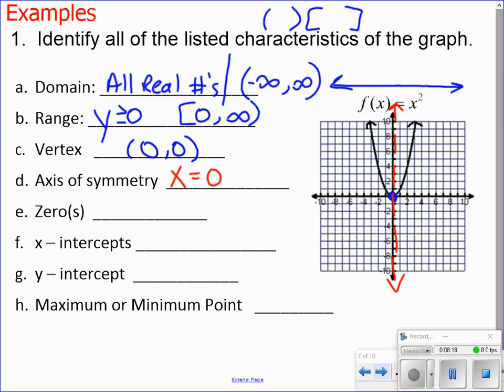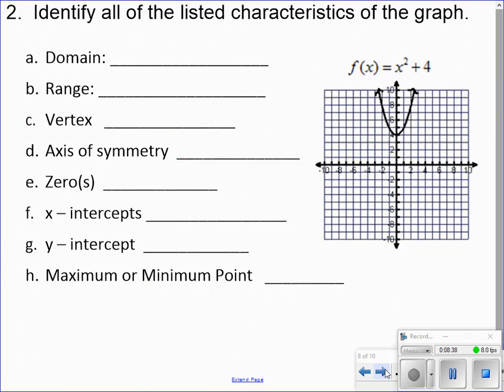Our zeros, where it touches the x-axis, it touches it at 0. The x-intercept would be 0, 0. The y-intercept would also be 0, 0 for this graph because it crosses at 0, 0. And we have a minimum point here, and that minimum point is the same as our vertex, which is 0, 0.